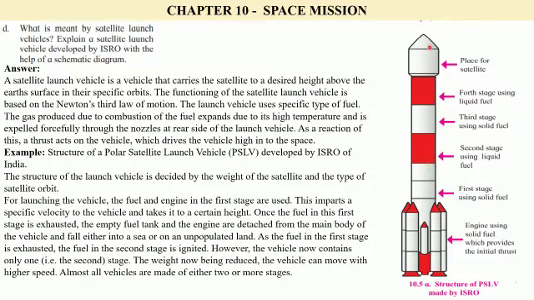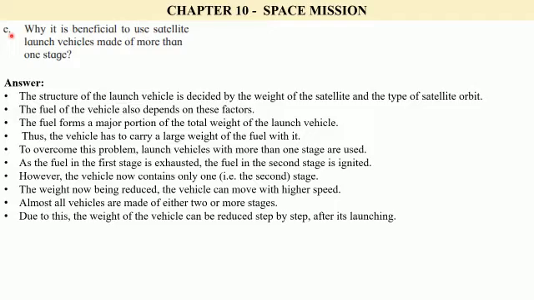The diagram has been given to you here. You will draw the diagram and label it accordingly. Coming to the next question, why is it beneficial to use satellite launch vehicles made of more than one stage? So the answer has been provided to you here in points. You will write it down.